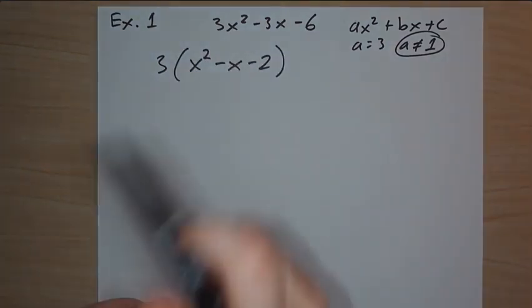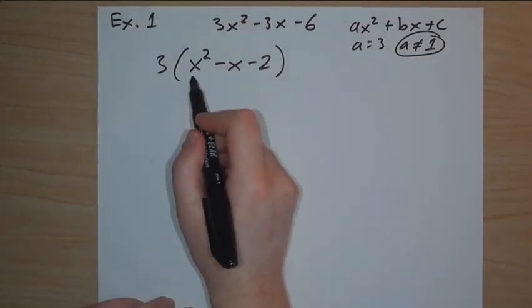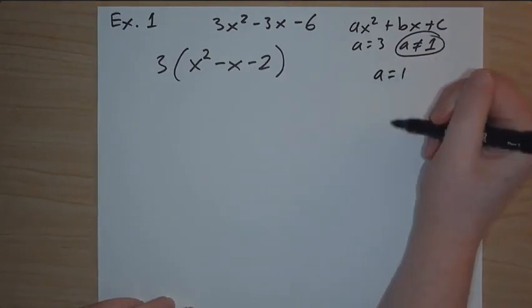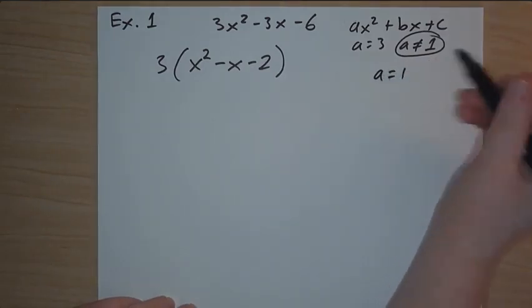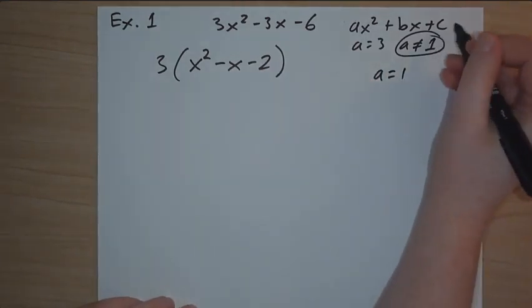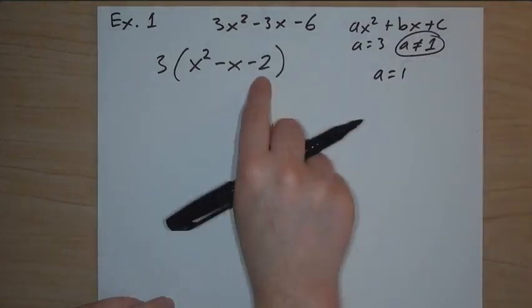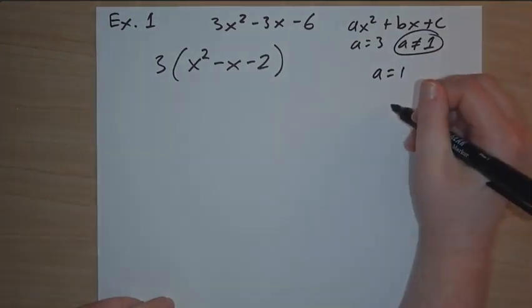Now that we've done that, if we focus on this inner part, now we do have a is 1. There's no number in front of this x squared. So when a is 1, we can factor it a little bit easier. When a is 1, you're going to look for whatever numbers multiply together to give c, but add to b. So our c here is negative 2.